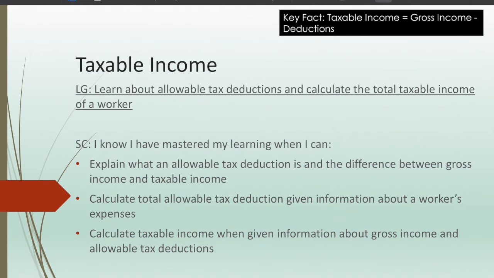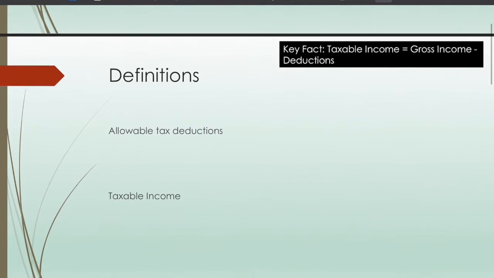Right, hello everyone. In this lesson, we're going to be talking about taxable income and specifically what are allowable tax deductions and calculating total taxable income. There are a few things we're going to be looking at specifically. As I mentioned, what are allowable tax deductions and gross income and taxable income, the difference between those two things. Once we know the difference between those things and can explain what an allowable tax deduction is, we'll practice calculating deductions and taxable income. Let's hop straight into it, looking at some definitions again.